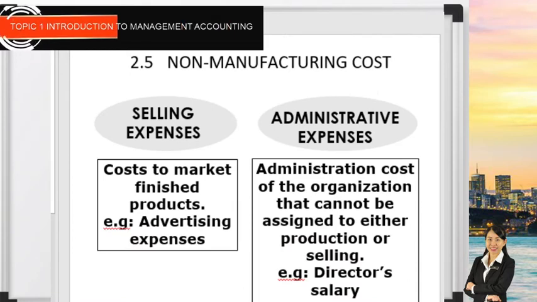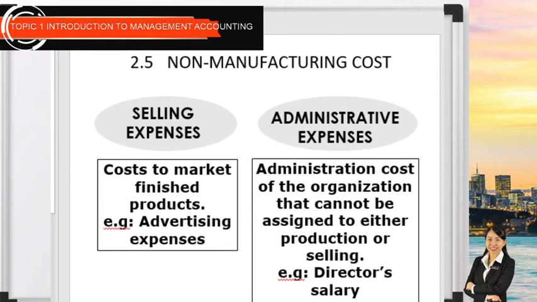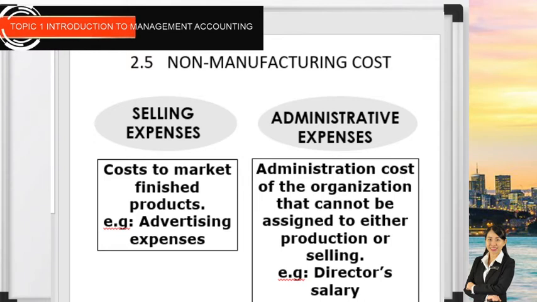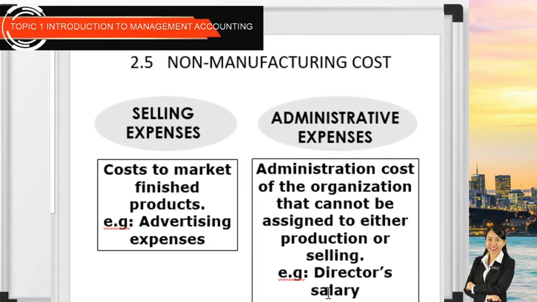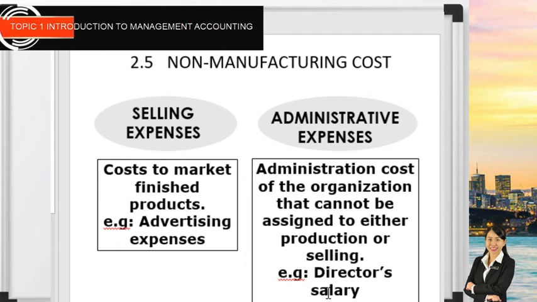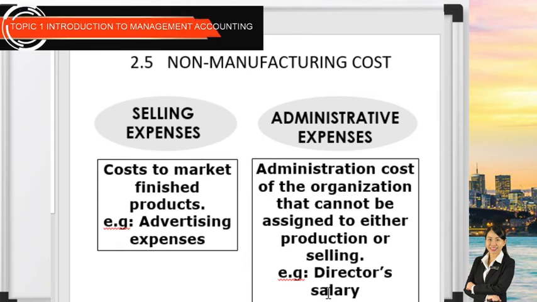Now we go for non-manufacturing costs. Non-manufacturing costs divide into two: selling expenses and administrative expenses. Selling expenses are all the costs that are incurred when we want to market our finished product. Examples: advertising expenses or commission. Admin expenses are all the admin fees that we need to pay off. Examples: director salary, accountant salary, or clerk salary, which we will include as our admin fee.